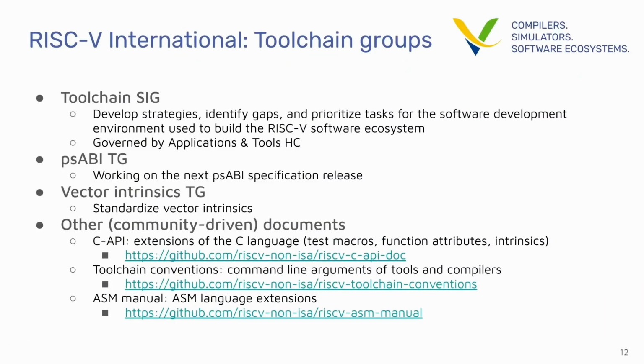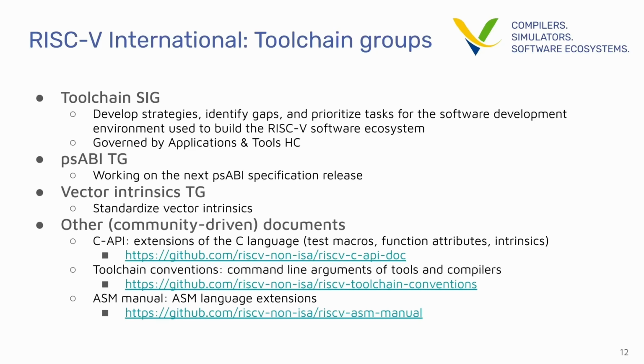RISC-V International has the following technical groups which are relevant for toolchain developers. First of all, there is the toolchain SIG, which develops strategies, identifies gaps, and prioritizes tasks for the software development environment used to build the RISC-V software ecosystem. This toolchain SIG is governed by the Application and Tools Horizontal Committee. There's also the PSABI task group, which is working on the next PSABI specification release.